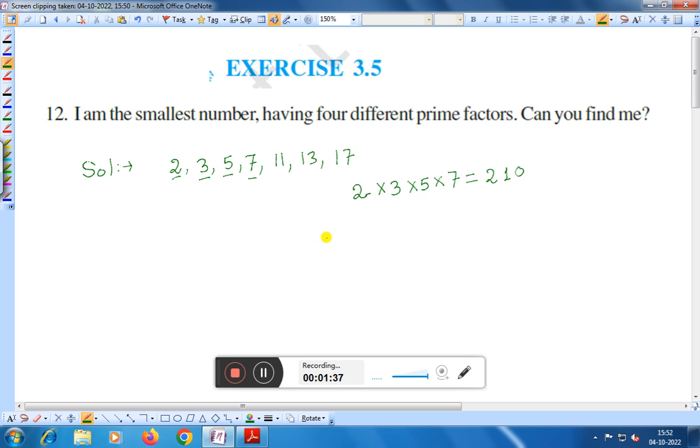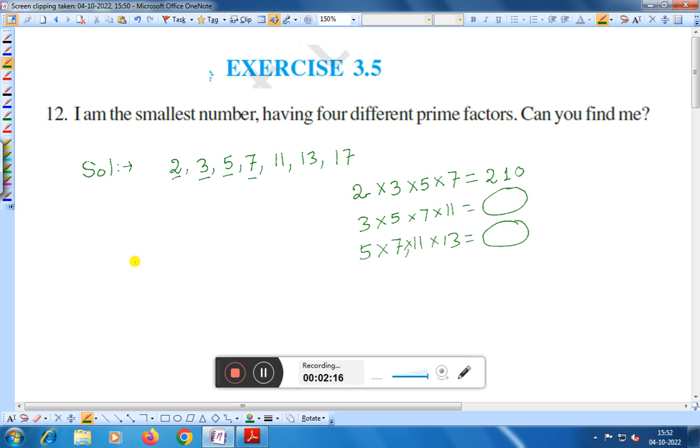If we take another number, suppose 3 into 5 into 7 into 11, then you see this number will be greater than 210. Right? If we take another example, suppose 5 into 7 into 11 into 13, then we are getting a much bigger number than 210. Right? Therefore, we can say that the number is 210.